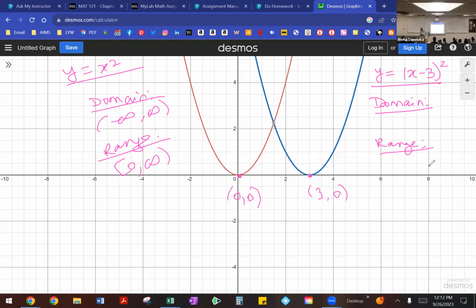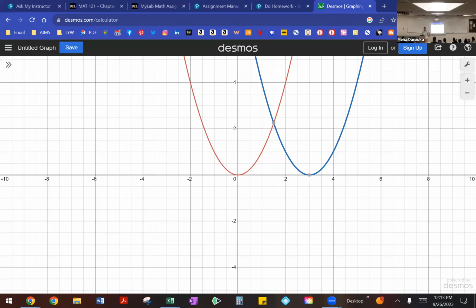Did my domain get affected when the graph moved 3 units to the right? Not really, because you're moving 3 units to the right, but since your original domain was from negative infinity to positive infinity, it honestly does not affect your domain. What about the range? Did your range change when your graph moved to the right? No, because it did not move up or down, it moved horizontally, so that did not affect your range. So you can see that, right? With the vertical movement, we had an effect on the range, but moving it horizontally does not mess with the range at all. The range stays the same. All right, perfect. So that was moving our graph to the right.